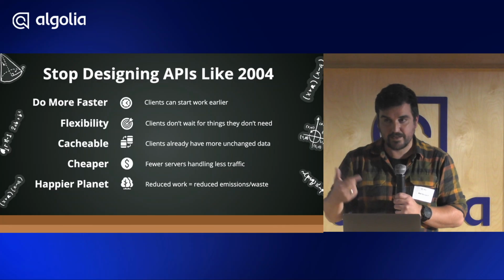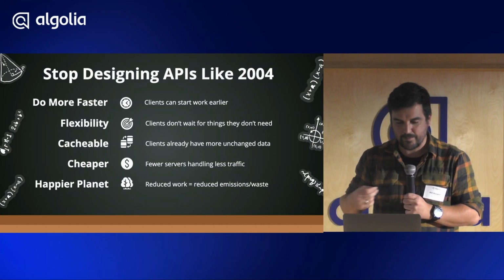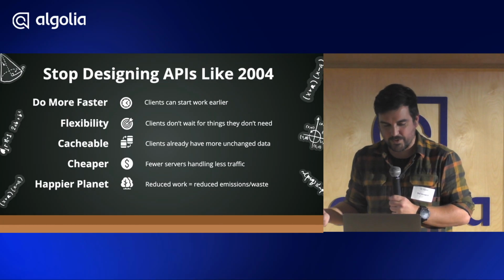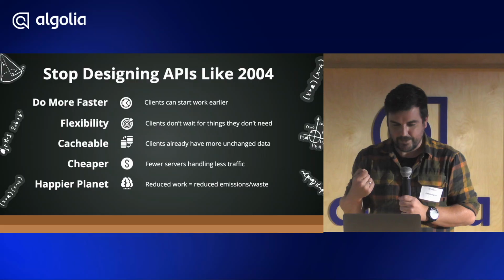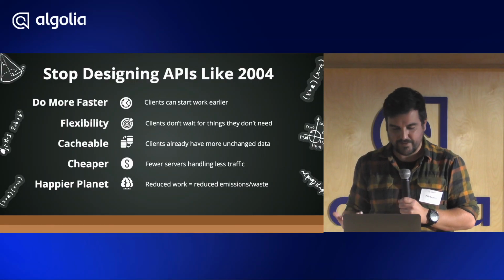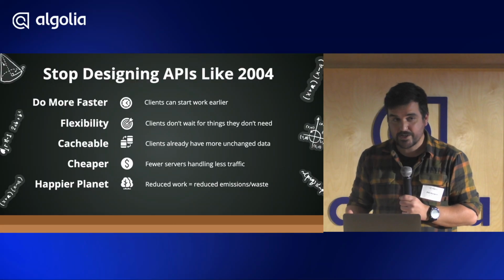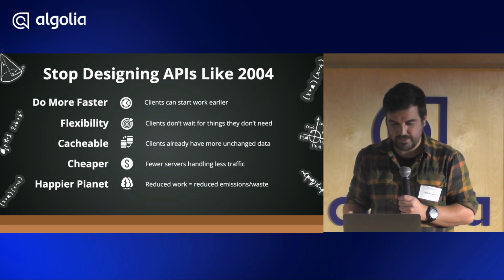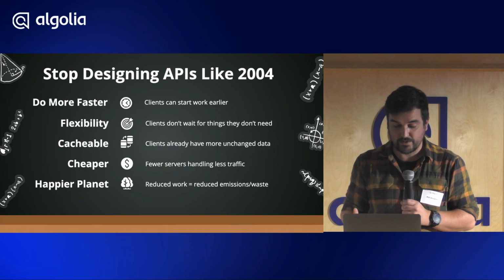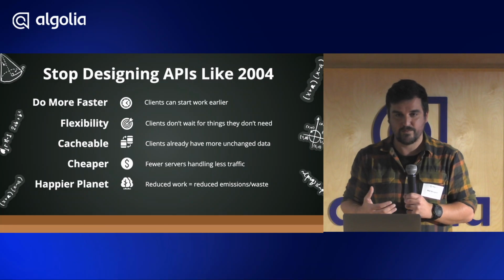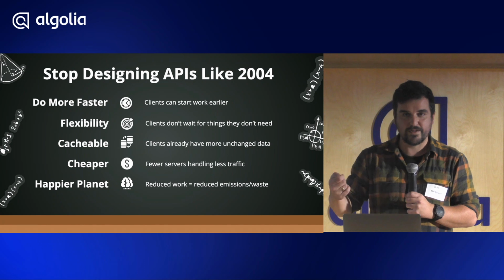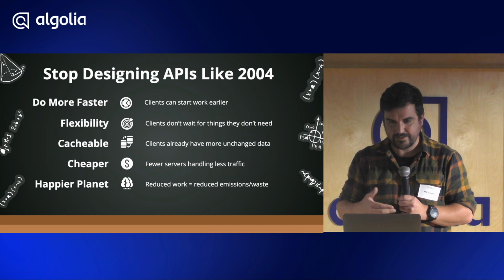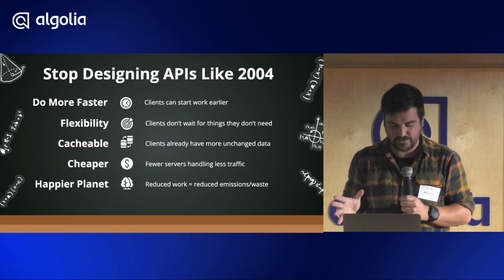So letting clients have a say in this process by making requests to things they want and not forcing them to download everything they don't want is much quicker. It gives them the flexibility. They don't have to wait for things they don't need. It makes everything more cacheable. And again, just not making requests is good for you. It's good for your client. And it makes everything a lot cheaper. Fewer servers can handle less traffic. And you might have one Fastly or Varnish server kind of replacing 10 different application servers. And that's a cheap switch.